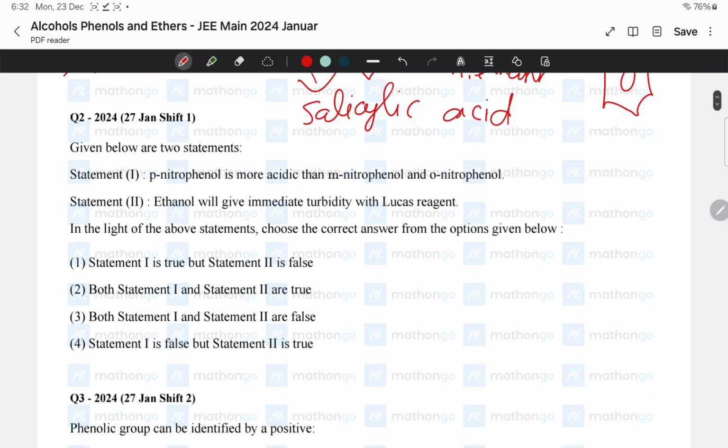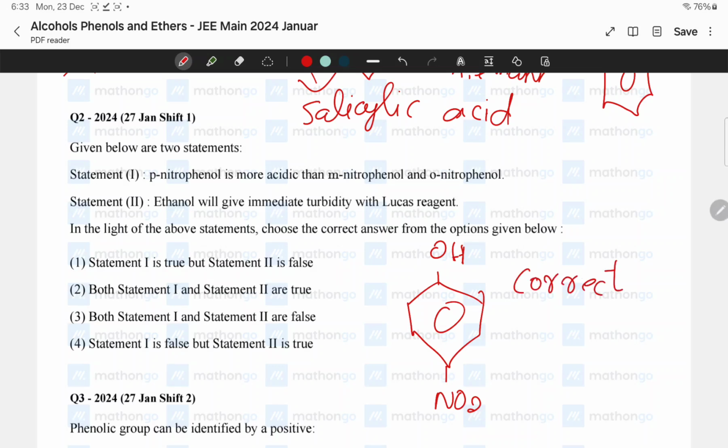Next we will be moving on with the next question. Para-nitrophenol is more acidic than meta-nitrophenol and ortho-nitrophenol. Let me draw para-nitrophenol. It's more acidic, which means OH will leave very fast. Yes, it is correct. Why is it correct?